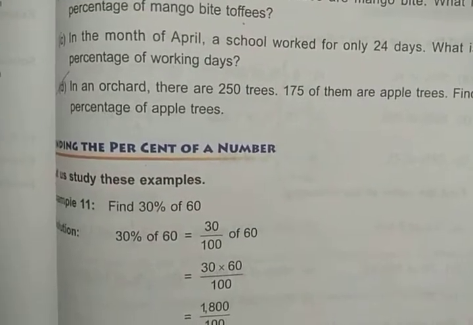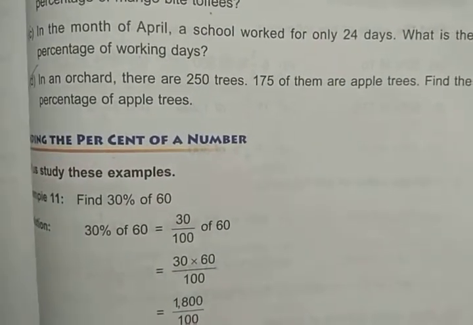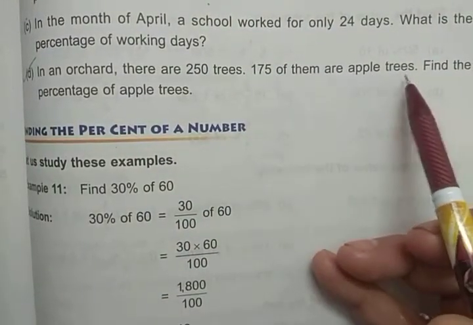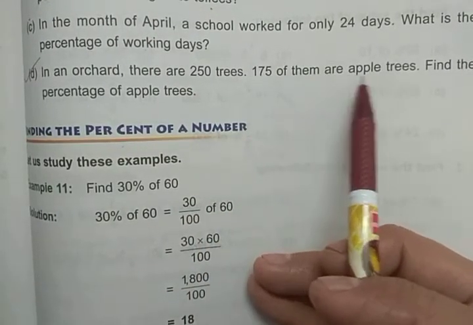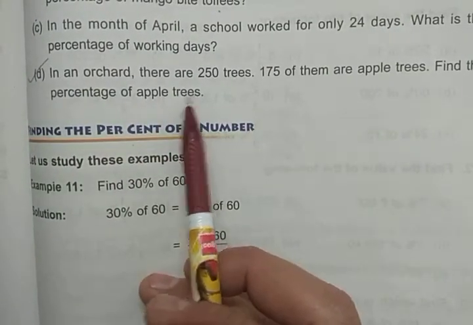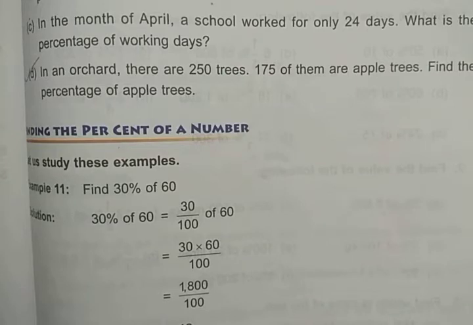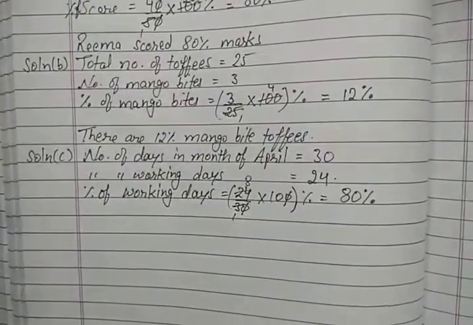Next is the last one, D part. In an orchard there are 250 trees, and 175 of them are apple trees. So the total number of trees was 250. Out of them, 175 trees are of which kind? Apple trees. Find the percentage of apple trees. So whose percentage do we have to find? Apple trees. The one whose percentage we have to find, where do we write it? In the numerator, and the total number in the denominator. Right? So first of all write down what is given.